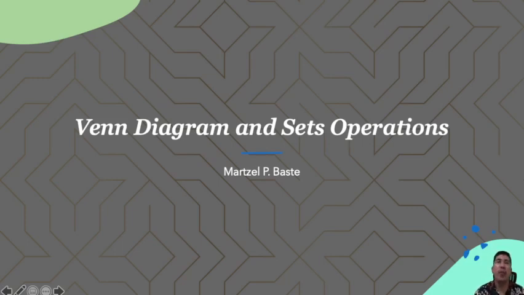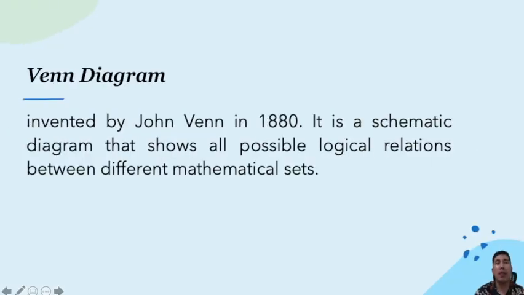So for today, we are going to talk about Venn diagrams and set operations. A Venn diagram is a diagrammatic representation of all possible relationships between different sets of a finite number of elements. Venn diagrams were conceived around 1880 by John Venn, who is an English logician and philosopher. They are extensively used to teach set theory.